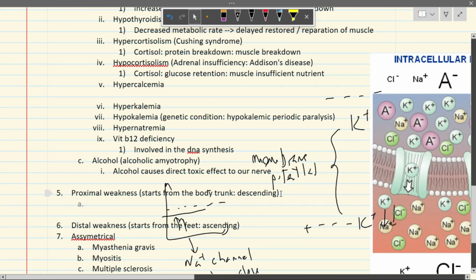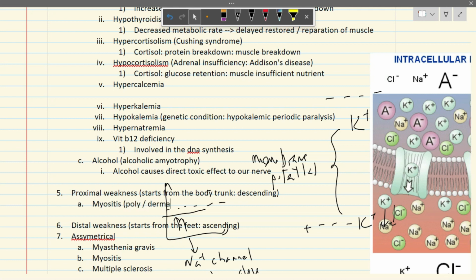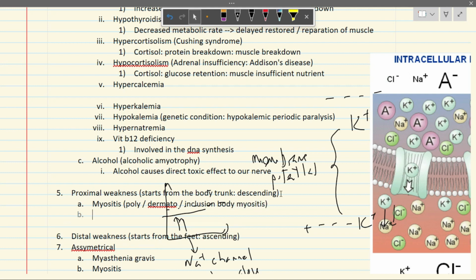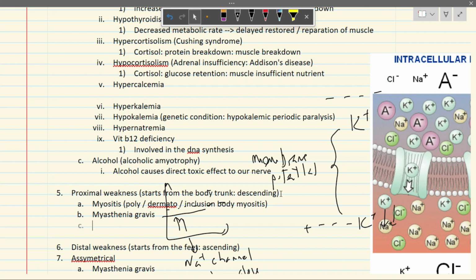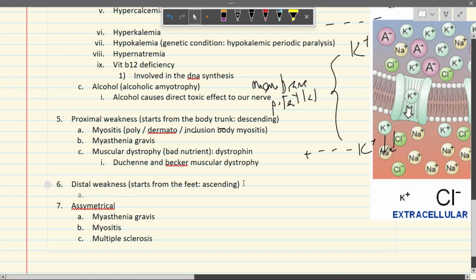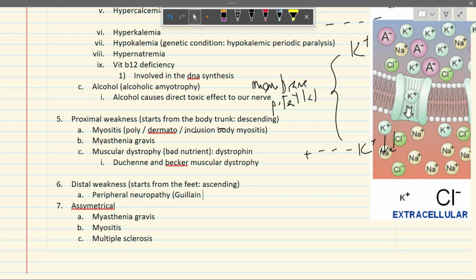And for proximal weakness, it's going to be the muscle. So it's going to be myositis, such as polymyositis, dermatomyositis, or inclusion body myositis, or it's going to be myasthenia gravis, or it can be any muscular dystrophies. And for distal weakness, we're going to have peripheral neuropathy, such as Guillain-Barré or multiple sclerosis.